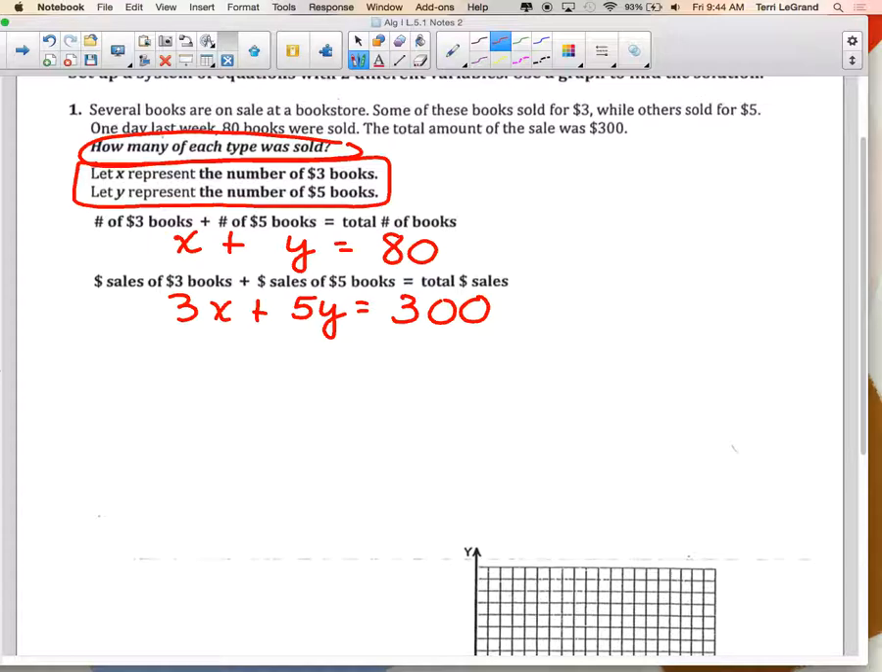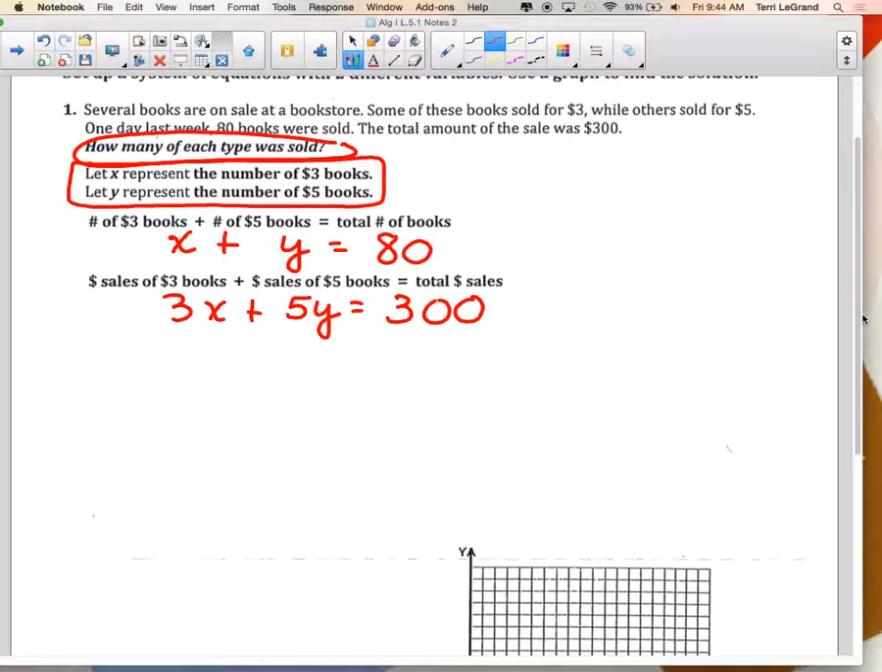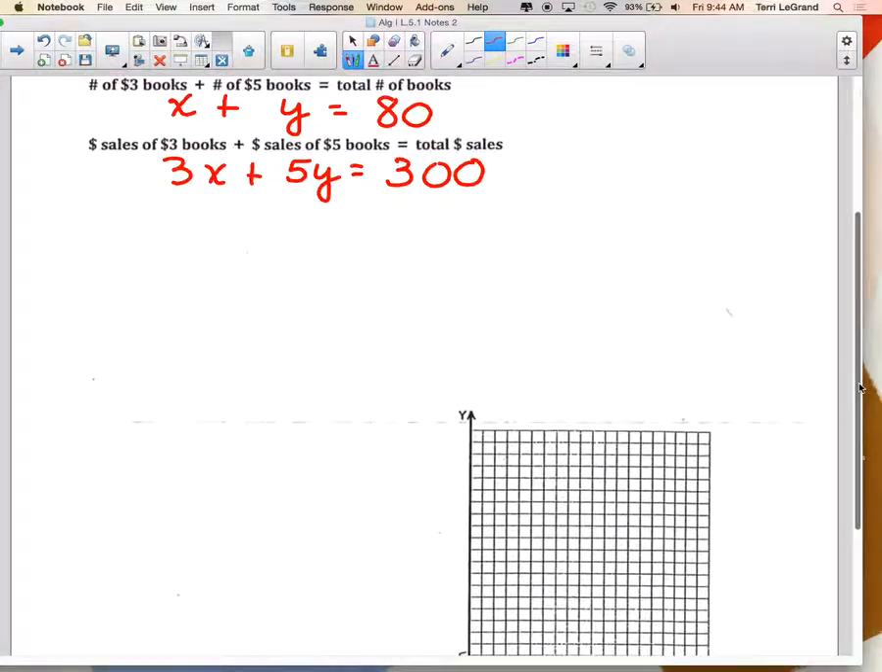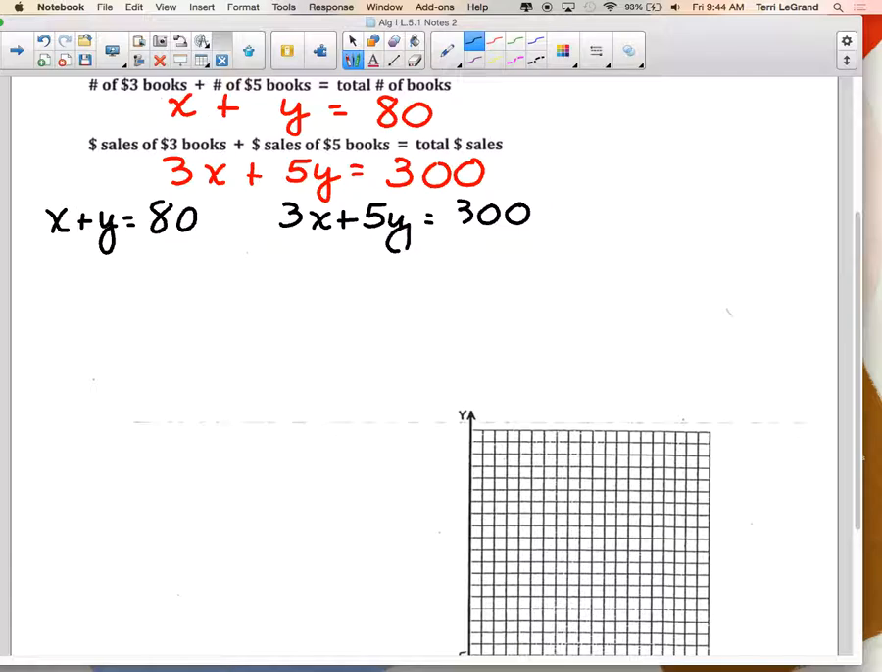Okay, so seem like good equations, both of them? Okay, so if we're going to solve by graphing, we need to graph each of them. So the first thing we need to do is what? Get them in slope-intercept form. So X plus Y equals 80 is not in slope-intercept form, nor is 3X plus 5Y equals 300 in slope-intercept form. So go ahead and get those rearranged into slope-intercept form.